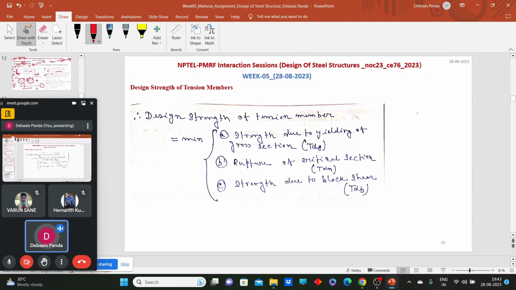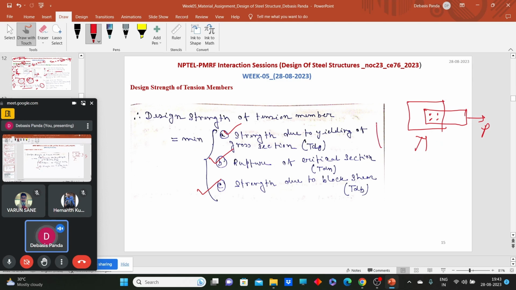What will be the design strength of the tension member? The design strength of the tension member should be the minimum of the design strength due to yielding, because it can fail by yielding, the design strength due to rupture of the critical section, and the design strength due to block shear failure. If I have a tension connection or tension member like this, and here the bolts are arranged like this, and someone asks what should be the strength of this tension member or joint, or how much load this joint can safely transfer.